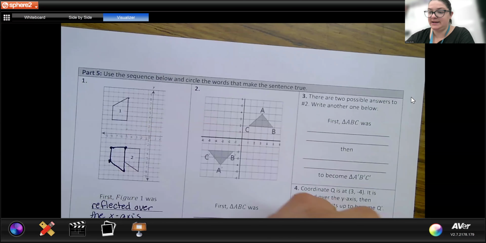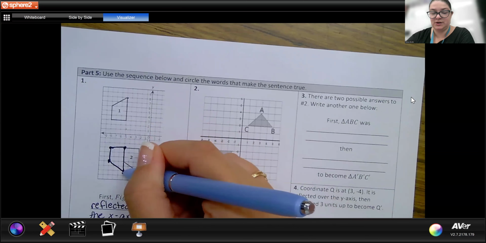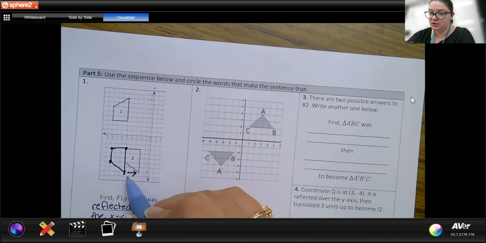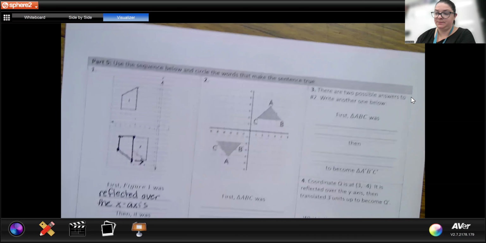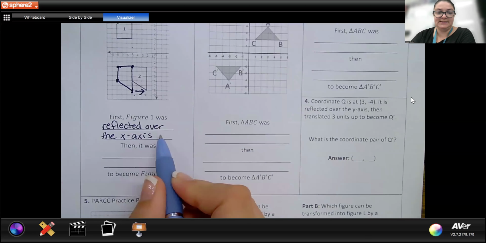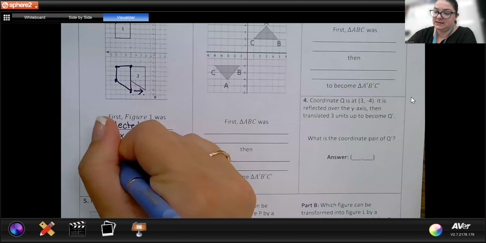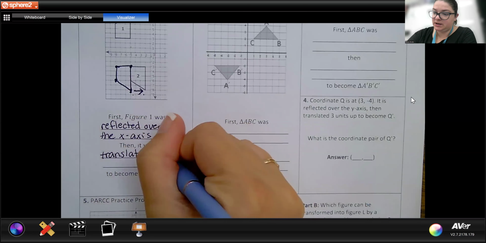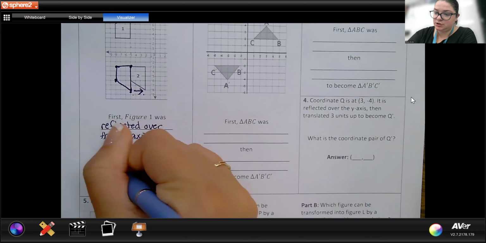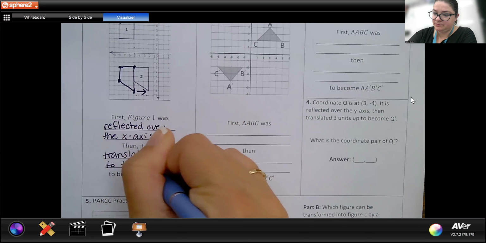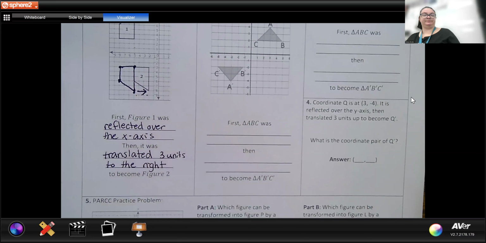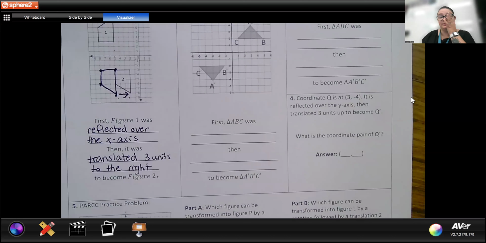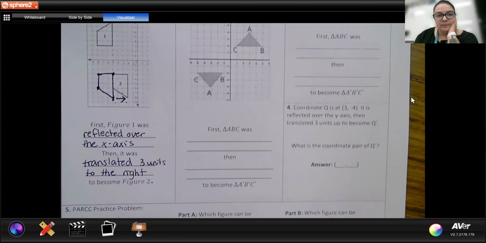after the reflection. And I can see that if I want to move it over so that this point moves over to this point, I have to move it to the right 3 units. So I would say it reflected over the x-axis, then it was translated 3 units to the right to become figure 2. And there's no period at the end. There should be a period at the end because it's a complete sentence.